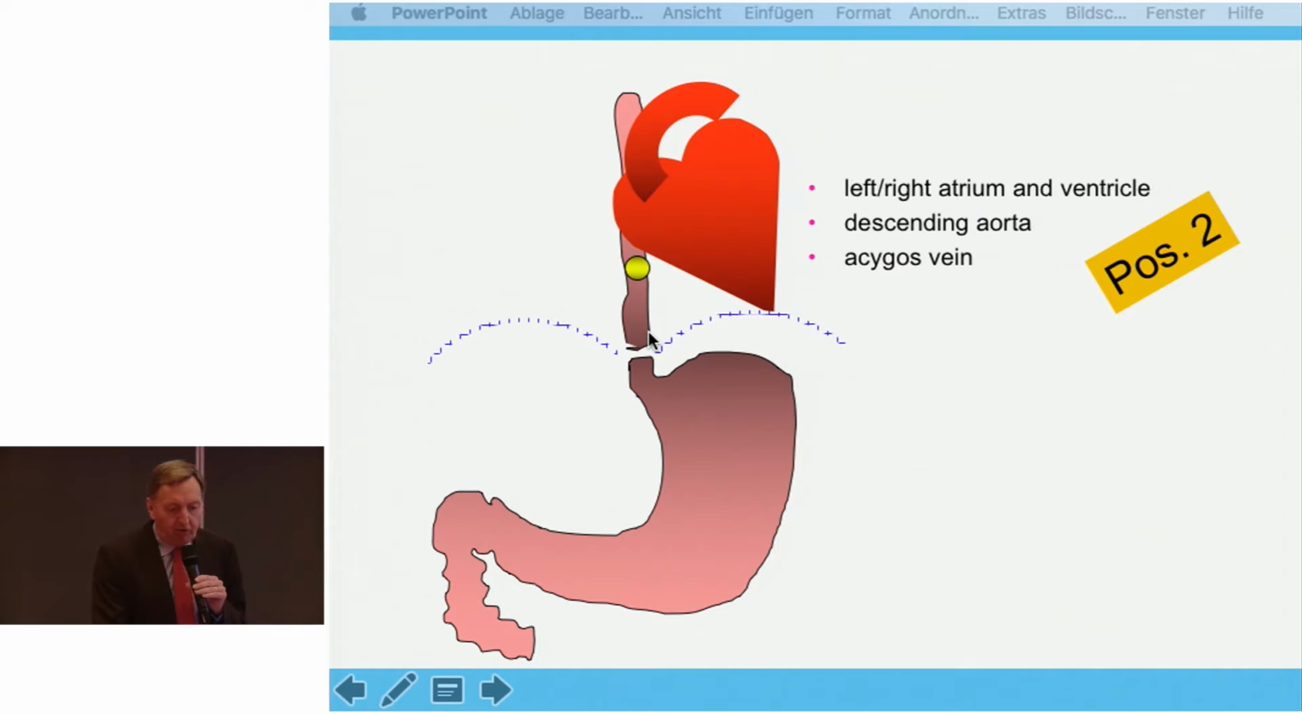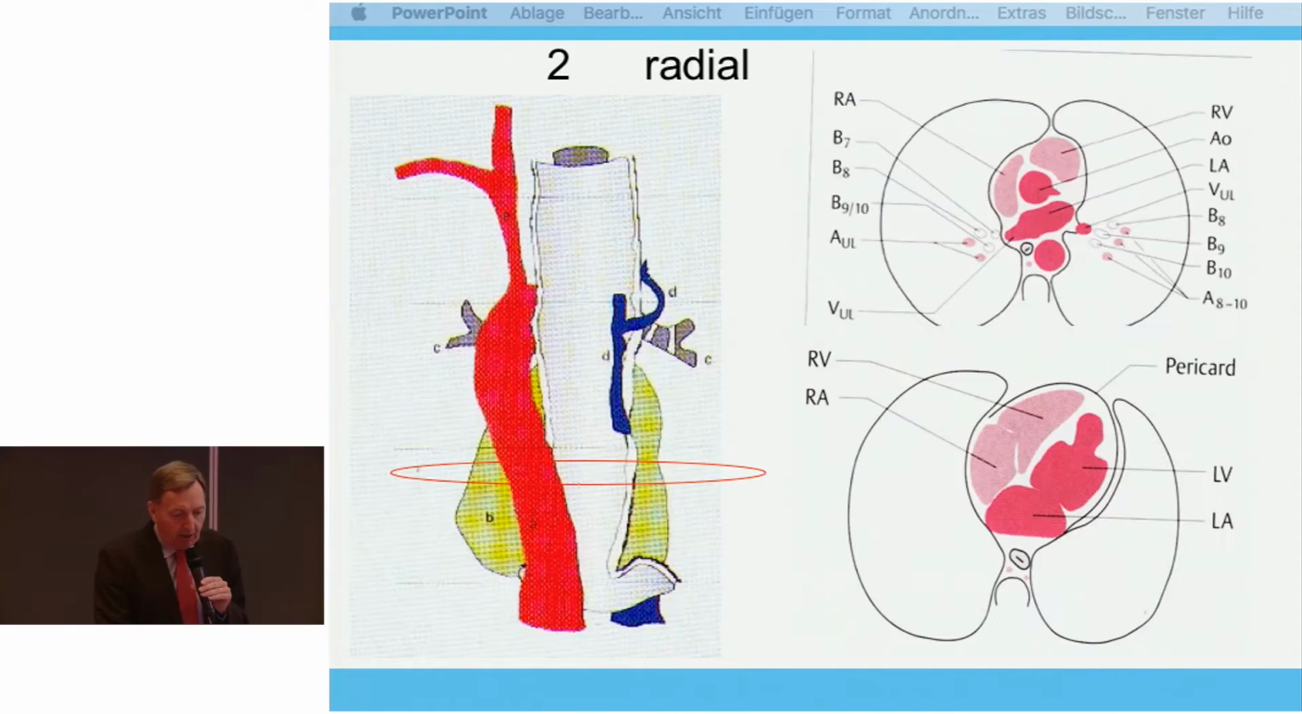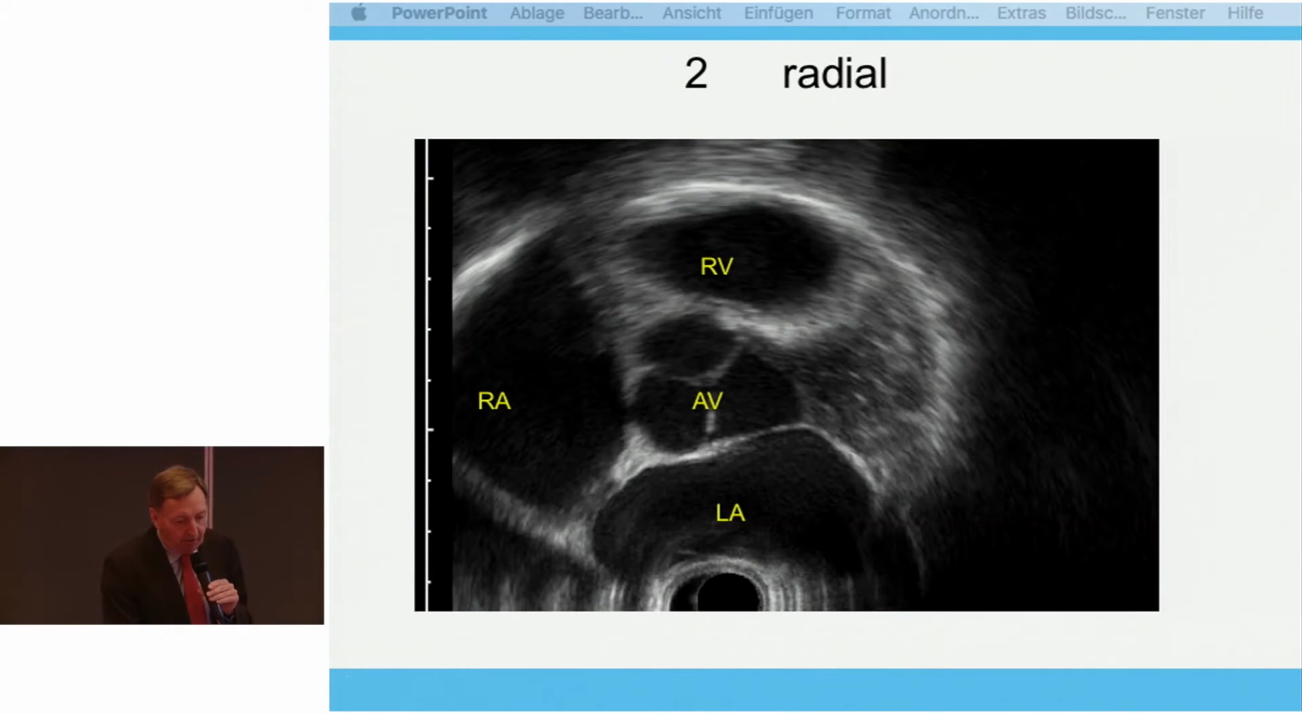Now we are coming to position 2. It's a very easy position because you see the beating heart, and you have only to know and to realize that the left heart is close to the transducer and the right heart is far away from the transducer, and sometimes it's difficult to see the complete demonstration of the right heart, for example. But in this case it works. This is the left atrium, the aortic valve, the right ventricle and the right atrium, a cross section through the heart with the radial scanner.